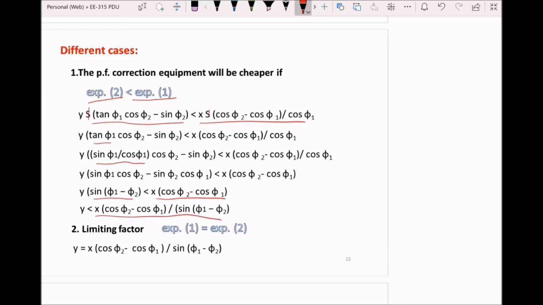We can tell that the value of Y should be less than X times the cosine of phi 2 minus cosine phi 1 and all of this, for it to become the more economical method. And the limiting value will occur when both the left and right hand sides are equal, which means it won't make any difference whether we choose extension of plant capacity or power factor correction equipment. Both of them will give the same expenditures, and that is called the limiting factor.